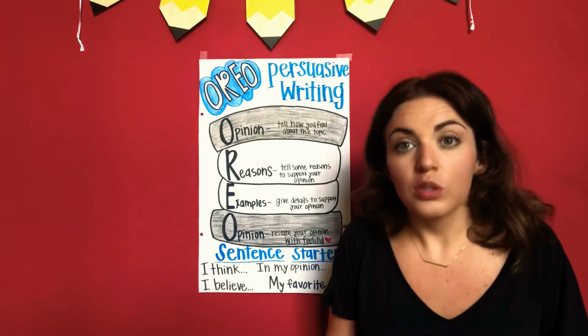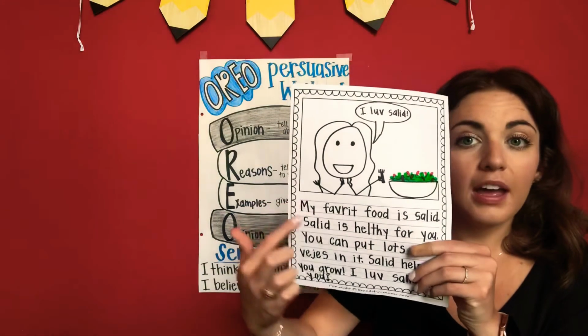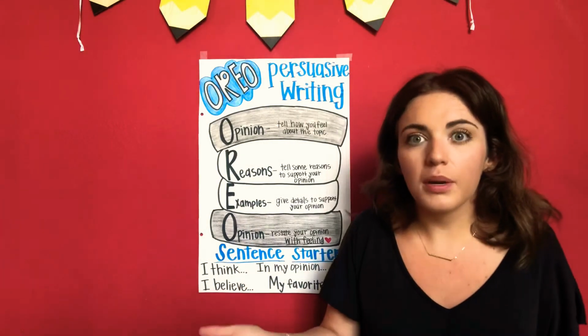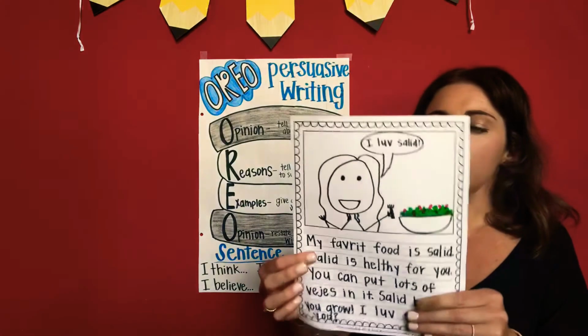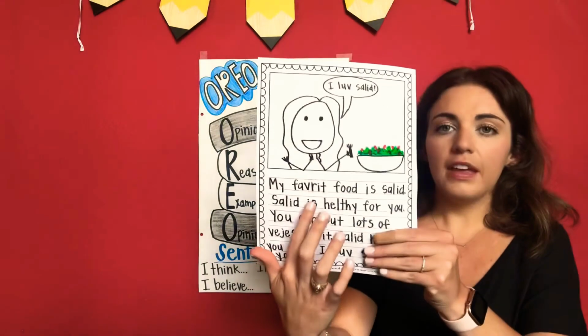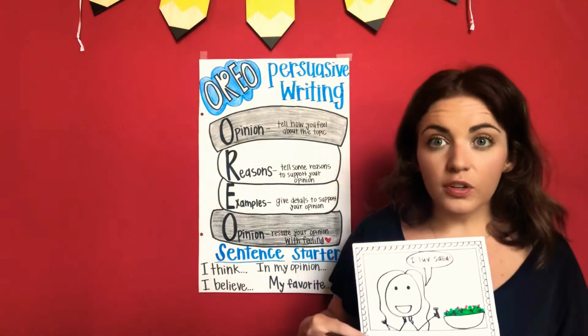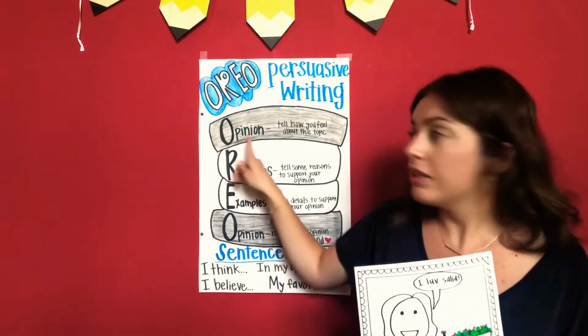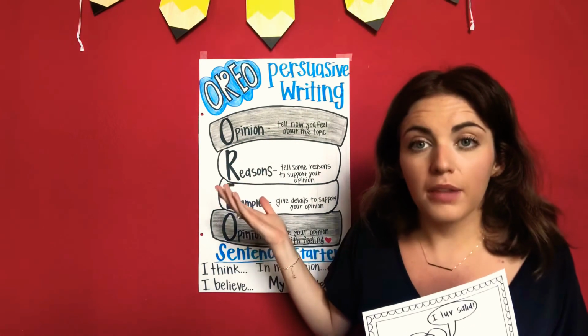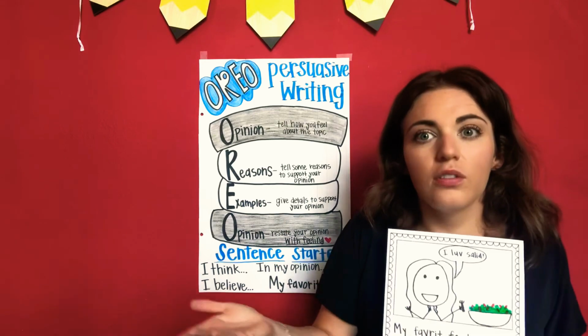So Miss Lorman started my paper with my favorite because we're writing about our favorite foods. So I said, my favorite food is salad. So that very first sentence is my opinion. I'm telling you how I feel about the topic. I'm telling you what my favorite food is.